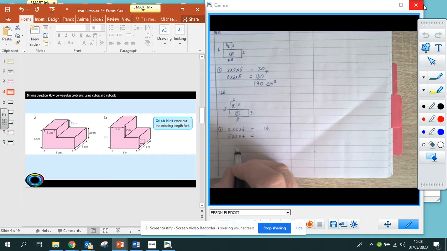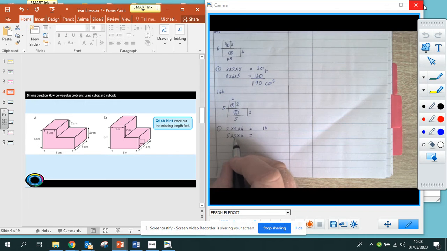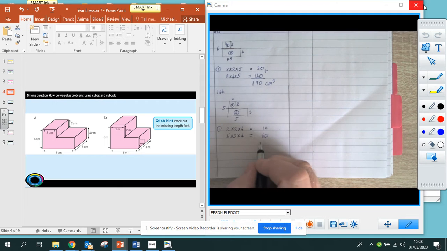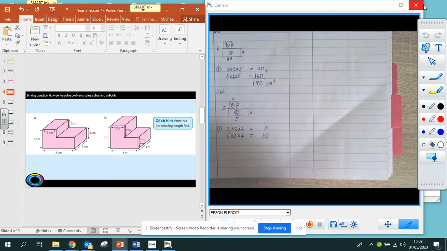5 times 4 is 20. 20 times 3 is 60. Obviously, you can do that lots of different ways. There's at least three, well, there's 3 different ways of working at that. And that was the easiest one for me to do.